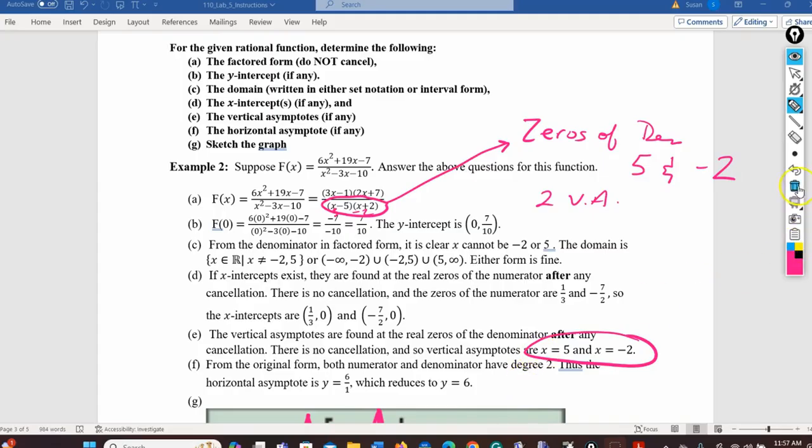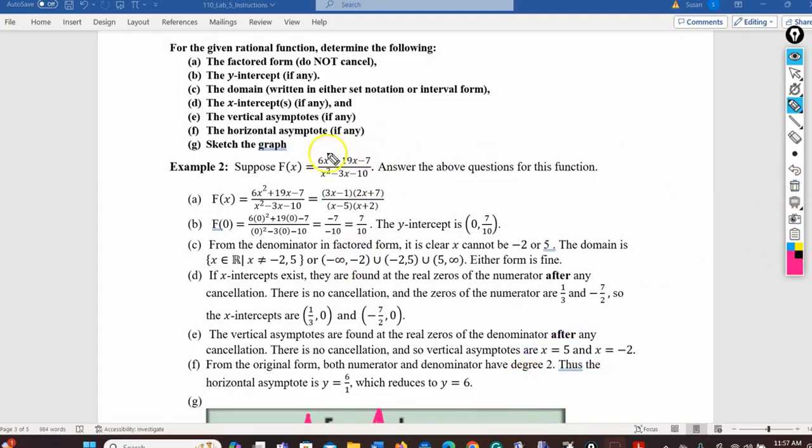Now, what about any horizontal asymptotes? Well, what is the degree of the numerator? It's the highest power of x. So the degree of the numerator is 2. The degree of the denominator is also 2.